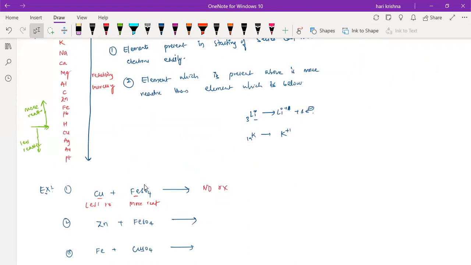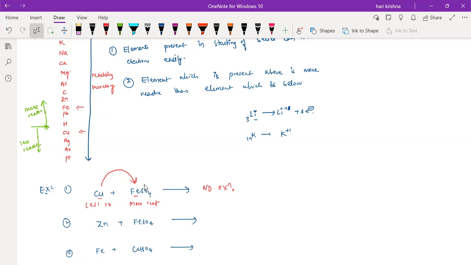No reaction here, because copper is less reactive. So copper cannot go and displace the iron. Understanding? If you take iron here and copper here, copper is less reactive than iron, so copper cannot displace the iron, right? Is it clear?